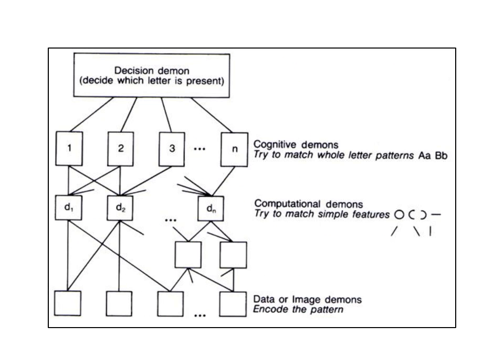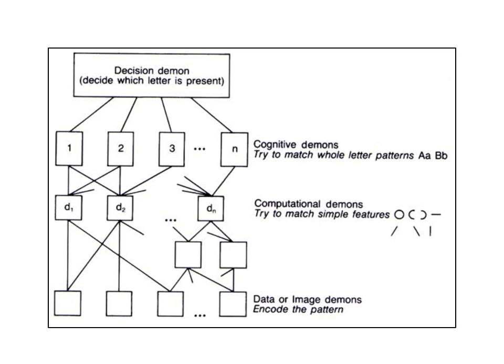In 1959, Selfridge published an article in which he described a particular model, a feature analysis model. This model he called Pandemonium. He had a few demons in his model. He had some data demons, some computational demons, cognitive demons, and a decision demon. Essentially, what happens is that these demons shout, and the one that shouts the loudest, the strongest, gets most of the attention.